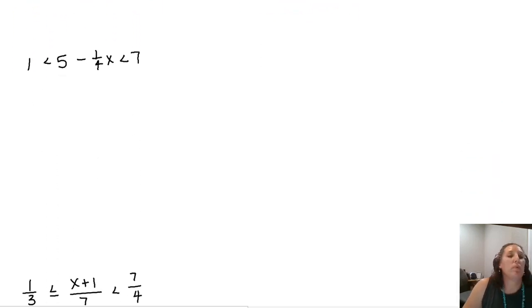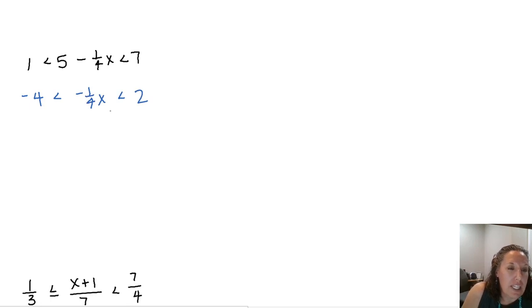All right, next example again is a compound inequality. We've got 1 is less than 5 minus 1/4 x is less than 7. So on this one again, we want to isolate that x. So let's subtract 5 from both sides. So 1 minus 5 is -4. 5 minus 1/4 x minus 5 is going to be a -1/4 x. And 7 minus 5 is 2.